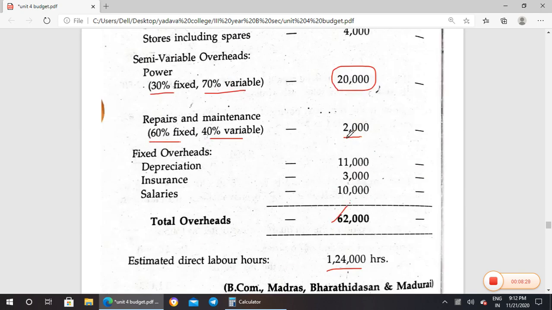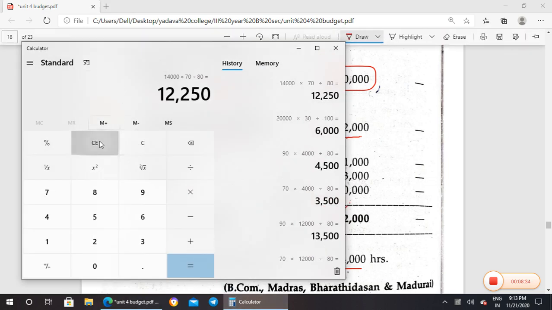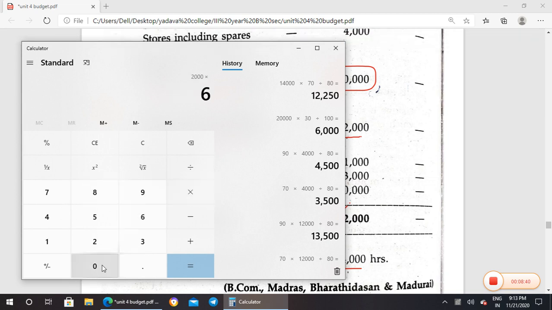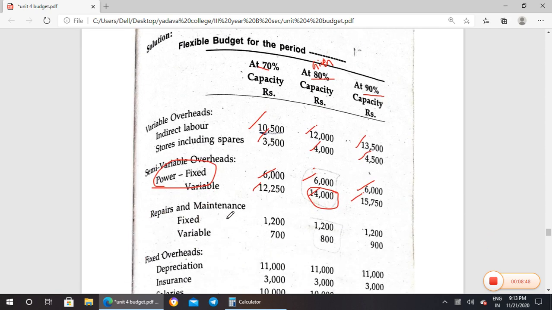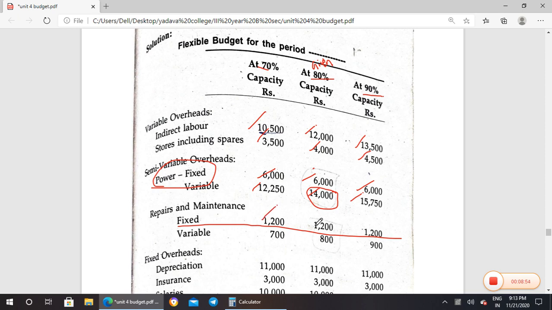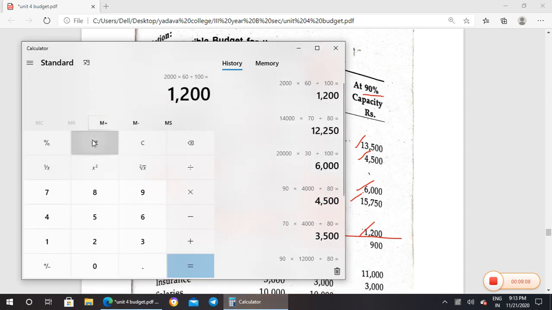Okay, the same procedure will be followed for the repairs and maintenance. For repairs and maintenance, they have given 2,000. 60% is fixed, 40% is variable. I'll show you. So 2,000 into 60 divided by 100, you will be having 1,200. 1,200 is a fixed one, so we cannot change this. The fixed cannot be changed for any percentage. So 1,200, 1,200, 1,200. Out of this, the given is 2,000. So 2,000 minus 1,200, you will be getting 800.